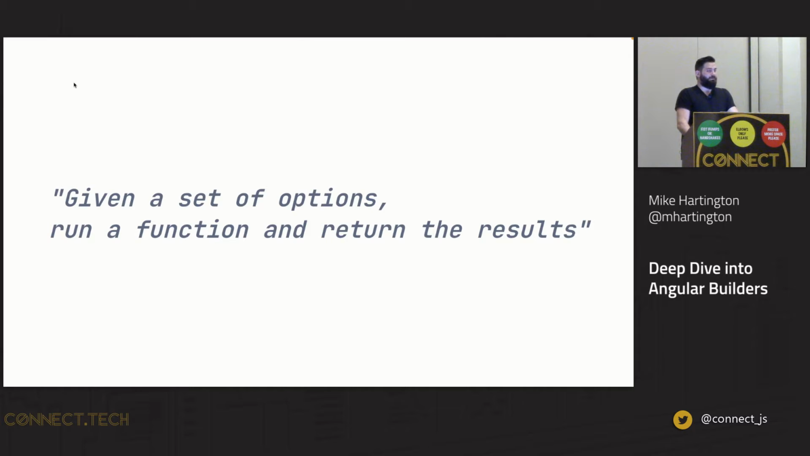Like I said there, a simple principle: given a set of options, run a function, and then return what those results are. That could be a one-time call, it could be called multiple times and return as a stream. So it doesn't matter how those function results are returned, it should return something.